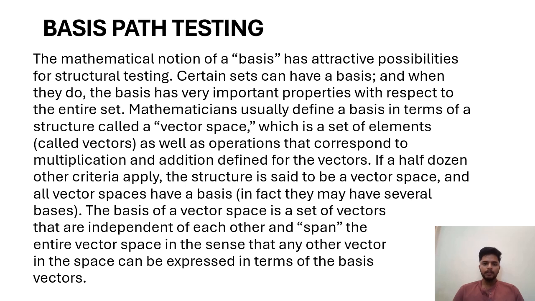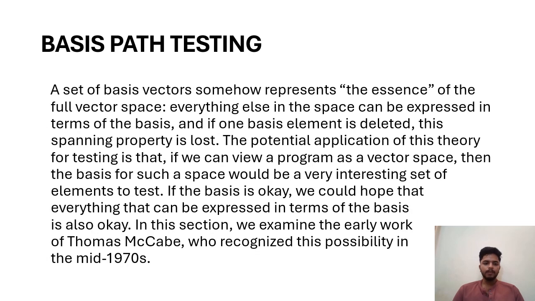Mathematicians usually define a basis in terms of a structure called a vector space, which is a set of elements, as well as operations corresponding to multiplication and addition defined for the vectors. If a half dozen other criteria apply, the structure is said to be a vector space, and all vector spaces have a basis. The basis of a vector space is a set of vectors that are independent of each other and span the entire vector space, in the sense that any other vector in the space can be expressed in terms of the basis. A set of basis vectors somehow represents the essence of the full vector space.